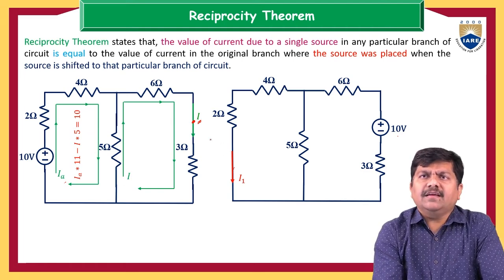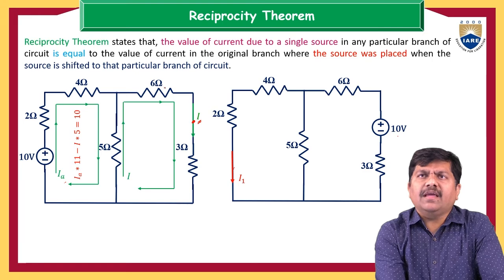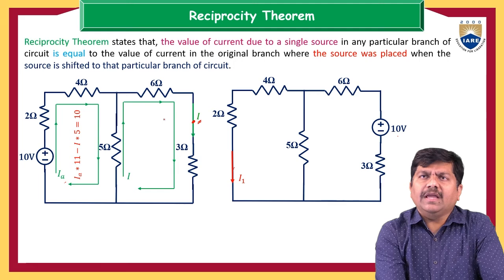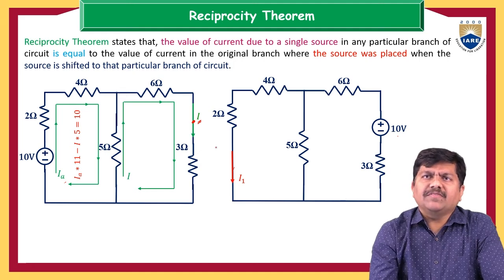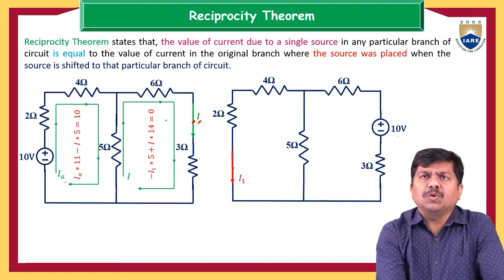Similarly, let us calculate the voltage balance equation in the second loop. The drop across this 5 ohm resistor is 5 times (I minus IA), and the drop across the 6 ohm, because it is not a shared element, is only the response through this, which is I, so 6 times I. Similarly, through this 3 ohm, it is 3 times I. Now the voltage balance equation is minus 5 times IA plus 14 times I equals 0, because there is no active voltage source in the second mesh.